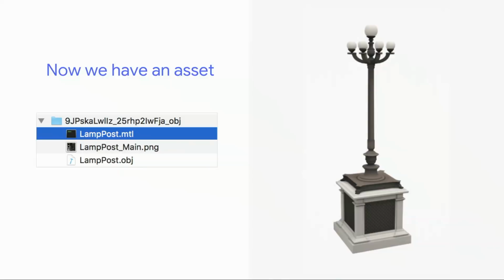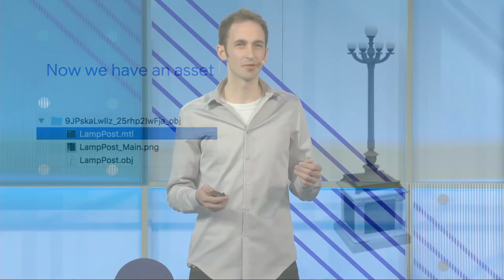Now, if you look closely, you'll see that this asset has 3 different files. You want to make sure that you keep all of these files together, because each one of these files is important to actually be able to render this asset the way we want to. But what do we do with these files now that we have them? Just for fun, let's crack one of them open in Android Studio and see what it looks like.